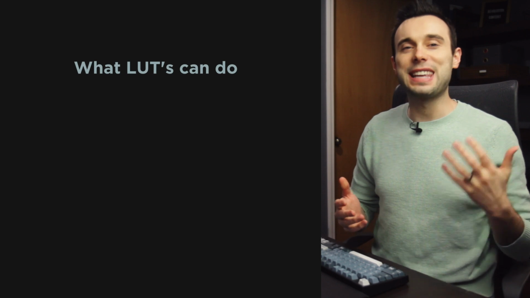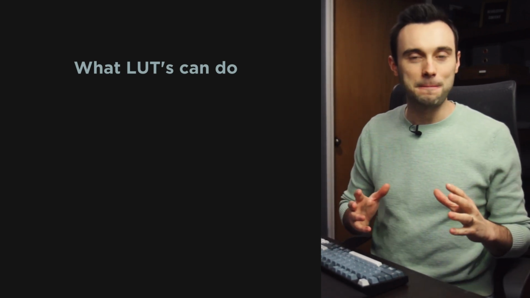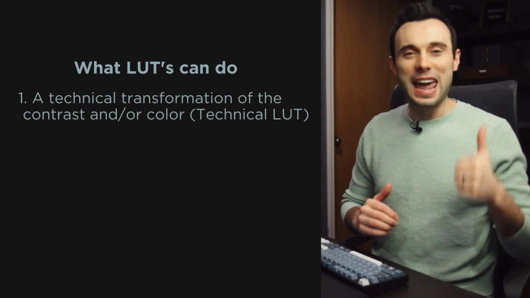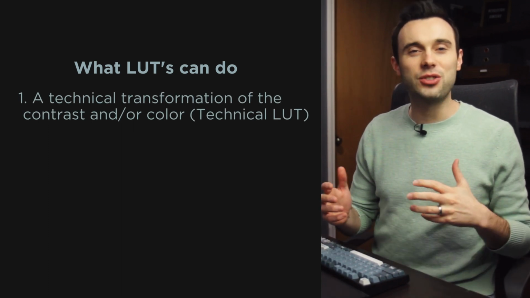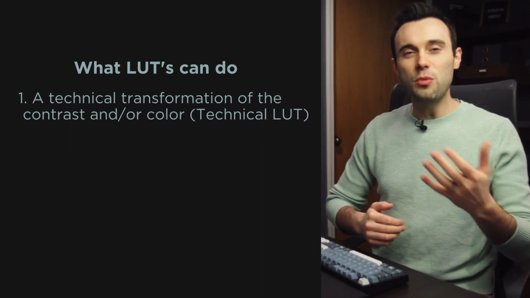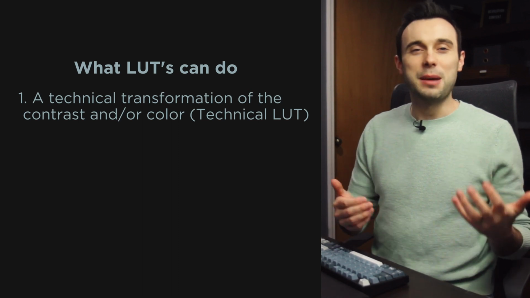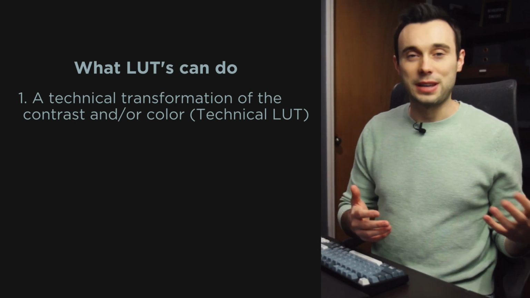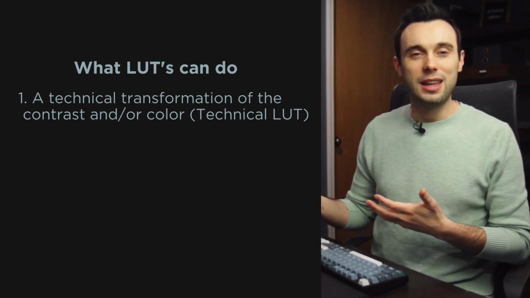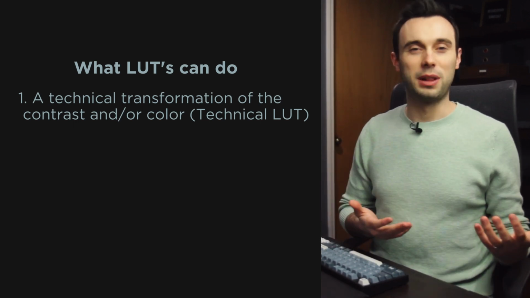Let's start with what LUTs can do. Now, there are three main categories of capability. First is a technical transformation of the contrast and/or color, often referred to as a technical LUT. You may have used these before without even realizing that that's what they were called. For example, if you have a camera manufacturer who has a camera that records in a log profile, they may also supply a LUT to get you from that log state to a normalized image.